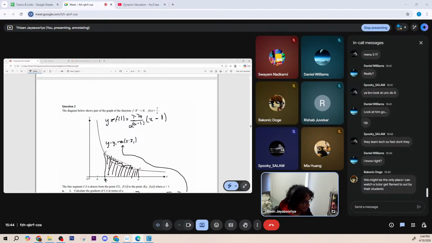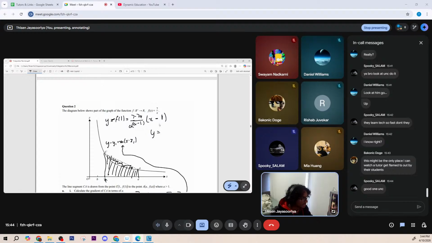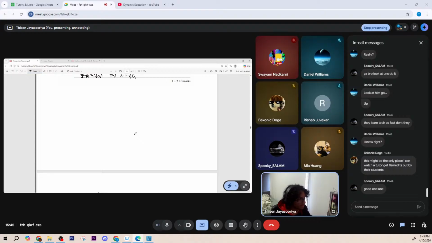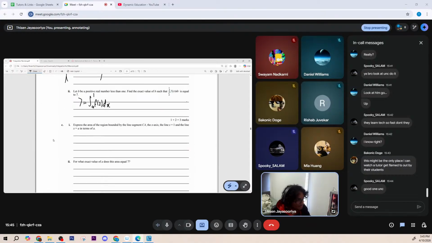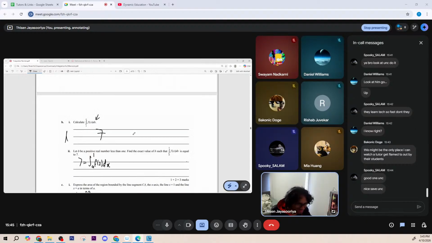So I need to find the area between this whole thing, which means if I just find y equals 7a over a minus 1, brackets, x minus 1, plus f of 1, I can just integrate that between 1 and a. I don't need to simplify that myself. I have my calculator, my second best friend. So I say A equals the integral from 1 to a.